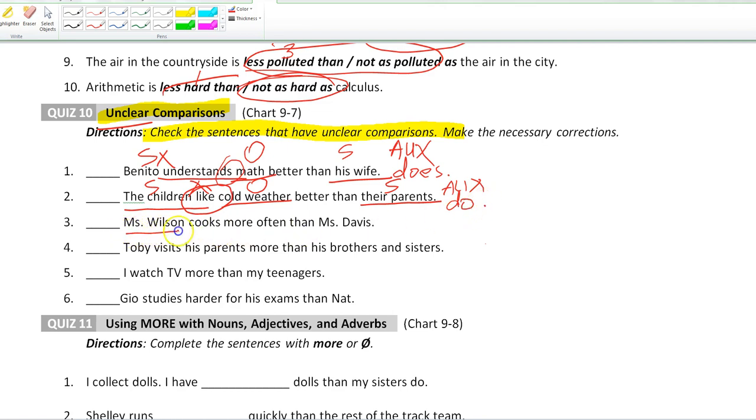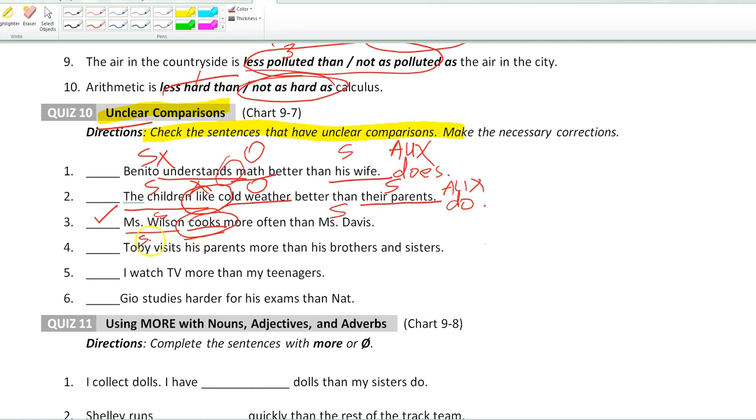Let's look here. We have Ms. Wilson as a subject, and the verb is cooks more often than Ms. Davis. Okay, well, that's a subject here, but does cook have an object? There's no object here. If there's no object, then we don't have any problem. This one is clear. Okay, for number 1, we had an object, understand math. And number 2, we had an object, like cold weather. But number 3, cook. Cook what? We have no object. So this is clear. We don't need to do anything.